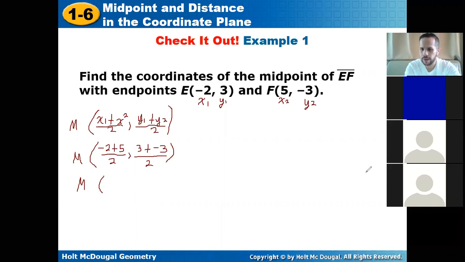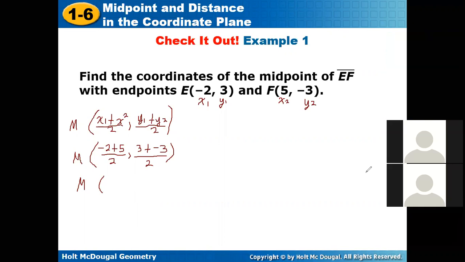We're supposed to know that. -2 plus 5 is positive 3, exactly. Okay, thank you Juan Diego, I also wrote it. So it's going to be 3 divided by 2. And what happens in the other part of the formula? +3 plus -3 is? 0. 0, okay? So we got 0 divided by 2.